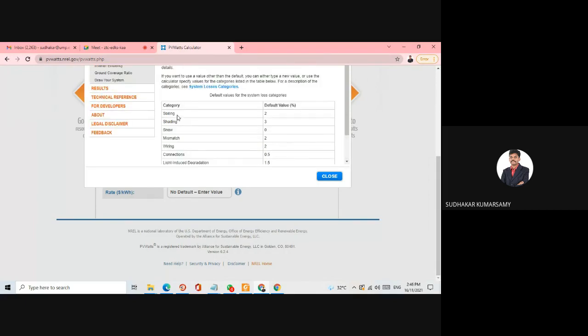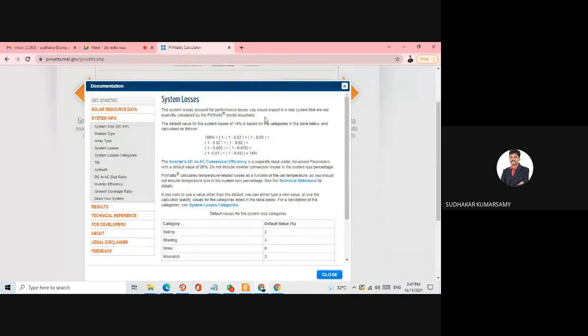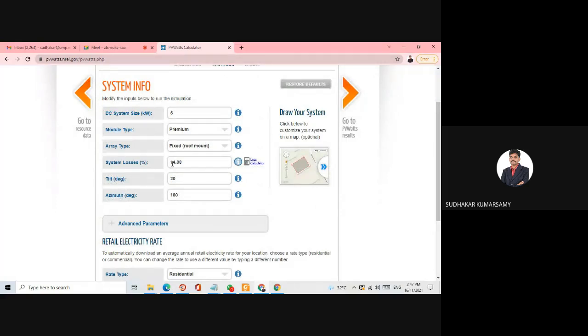Likewise, there are some factors which we may increase slightly depending on the location. For example, soiling: if there is more dust and other things, we increase this. If you have tall buildings and tall objects, then we need to increase this value. So this can go up to some value, but the default value we are taking is 14%. So I am taking, let's say, 15%.